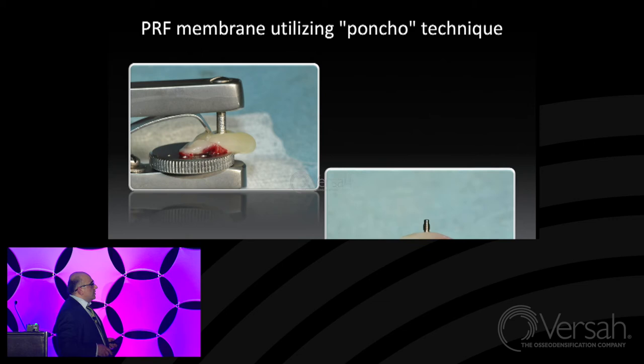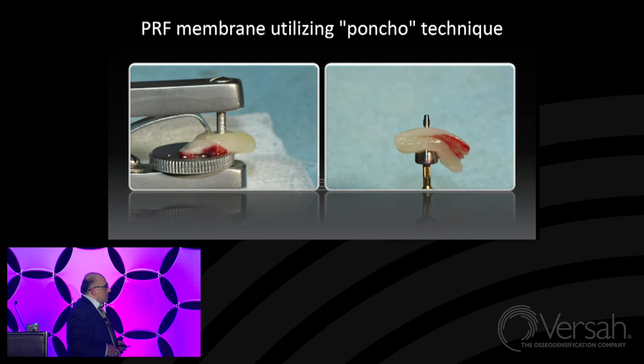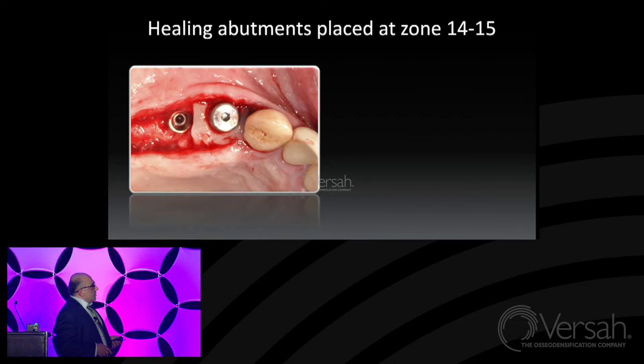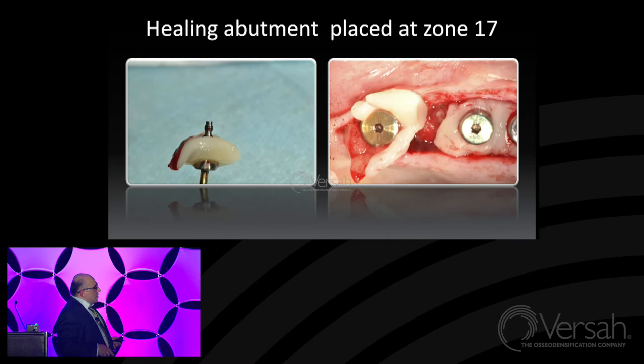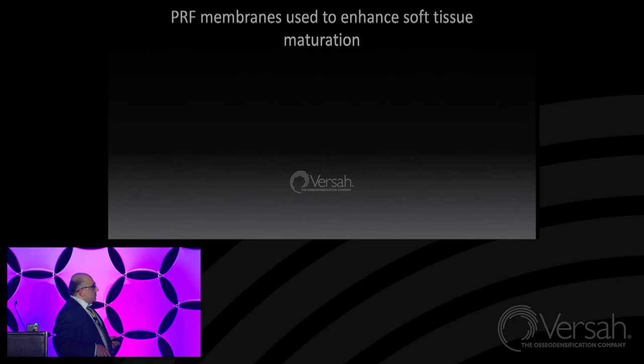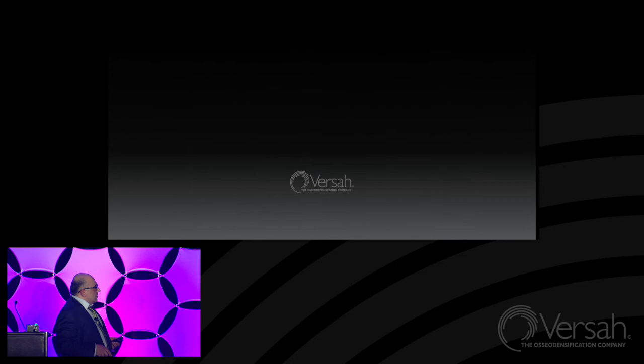So we make our PRF membranes and use the poncho technique, use the rubber dam punch, use this PRF membrane as poncho and place it around the implant, fixing our healing abutment. Here it is at the zone of first premolar, zone of second premolar, placing healing abutment at the zone of the second molar, covering the zone in between the implants, and here it is. We are ready to close the flaps.